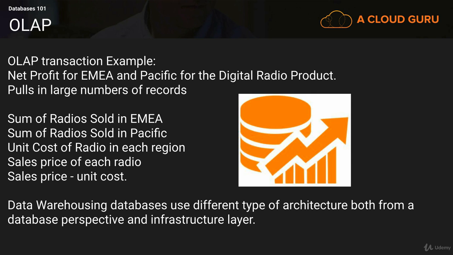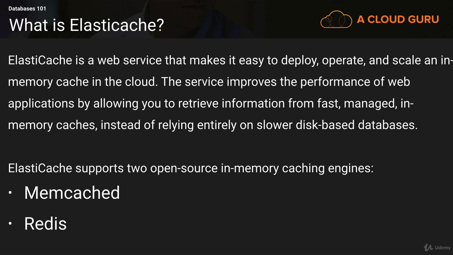You want it to be ticking along doing all the OLTP transactions. So what you might do is export your production database into an OLAP database or a data warehouse where you would run these queries, and that wouldn't impact your production database. So you could pull out all the management information that you need using a data warehouse. And that's all a data warehouse is. They're designed quite differently from an architectural point of view, from both a database perspective and an infrastructure layer. And again, we're going to cover that in the Redshift section of the course.